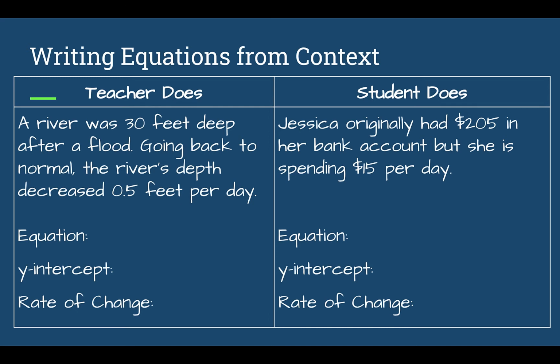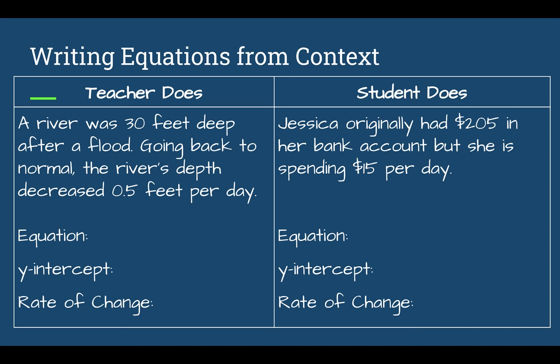When we're writing equations from context, we're going to identify our rate of change, our y-intercept, and then use those two things to write the equation. Sometimes it'll be easier to find the y-intercept first, sometimes it'll be easier to find the rate of change, but both of them should be somewhere in the problem.